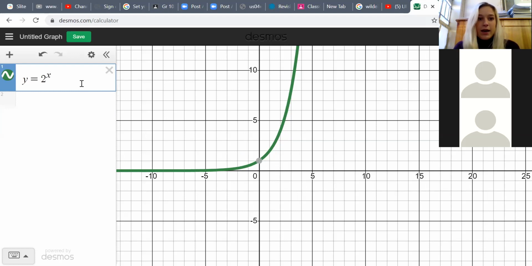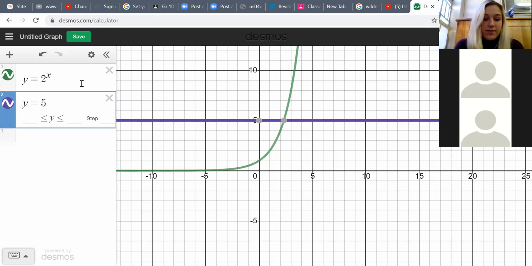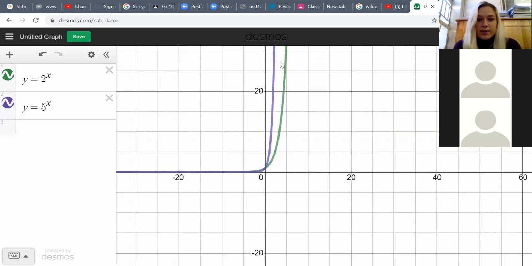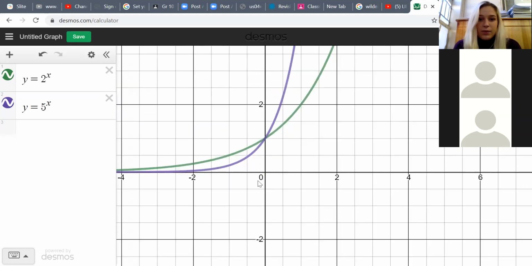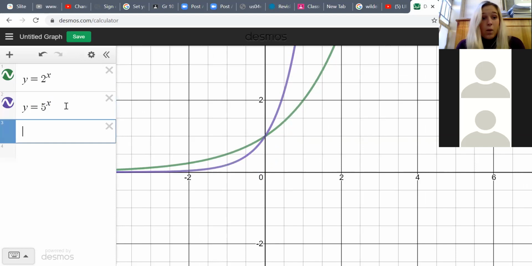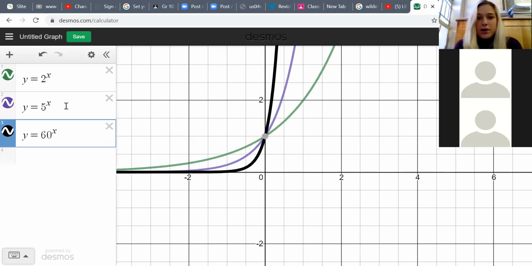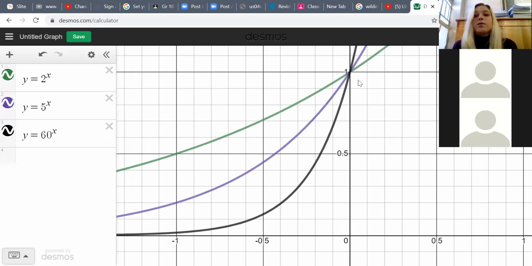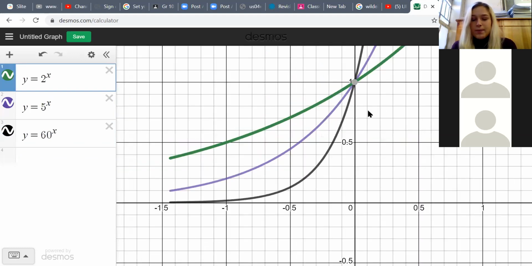Okay, let's try another one. Y is equal to 5 to the x. You can see the purple one is the 5 to the x. It's a completely different graph. It goes up at different points, but we can see that it still goes through 0, 1. Okay, let's just try one more. Y is equal to 60 to the x. Why not? And as we can see, we have a steeper graph, but it goes through 0, 1.